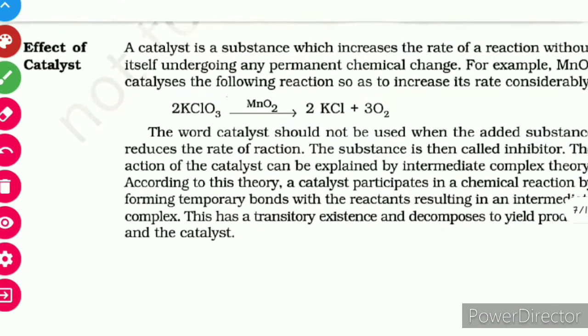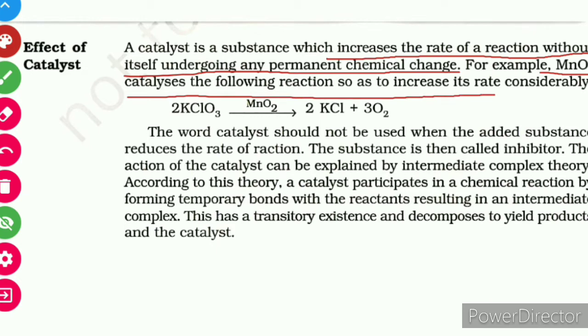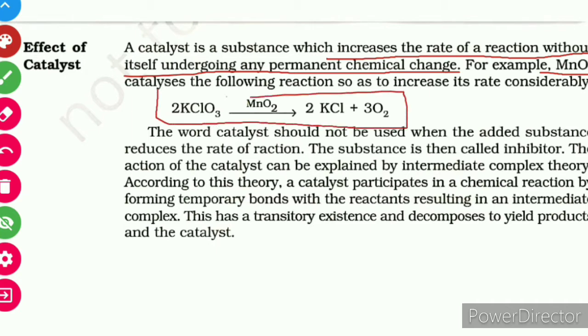A catalyst is a substance which increases the rate of a reaction without itself undergoing any permanent chemical change. For example, MnO2 catalyzes the following reaction so as to increase its rate considerably: 2KClO3 in presence of MnO2 gives 2KCl plus 3O2. The word catalyst should not be used when the added substance reduces the rate of reaction. The substance is then called inhibitor.